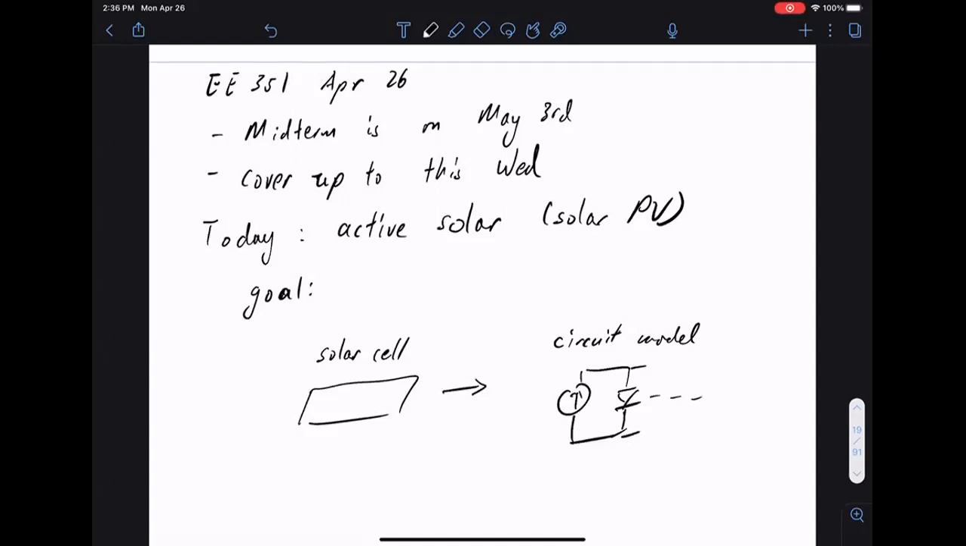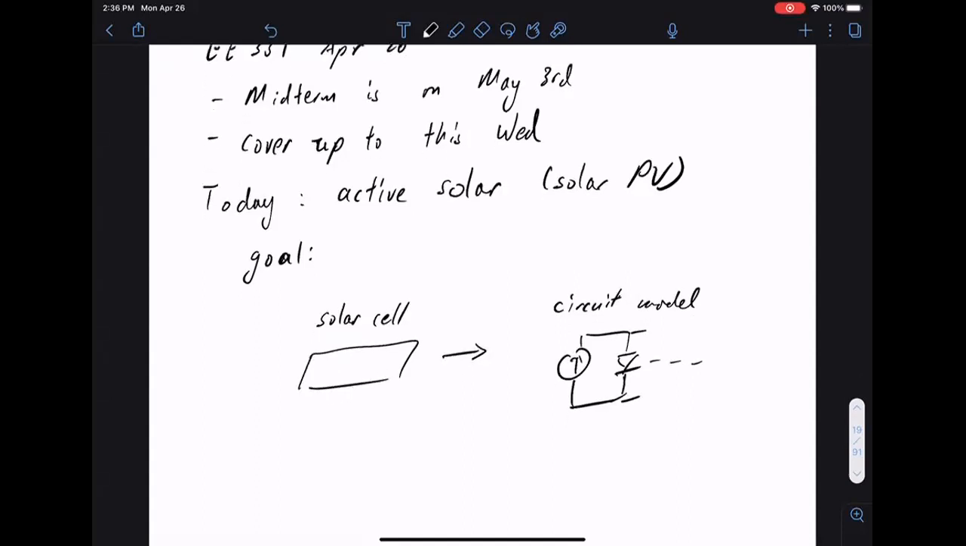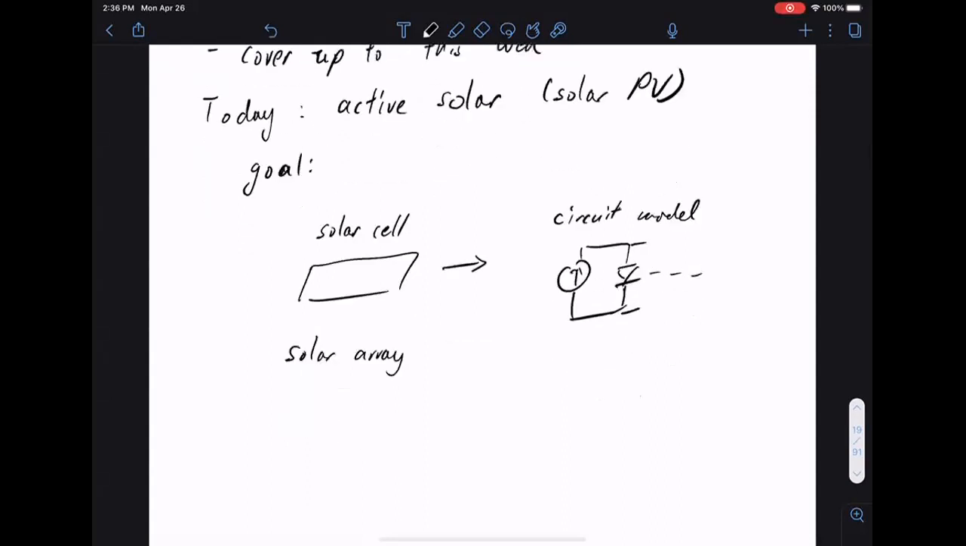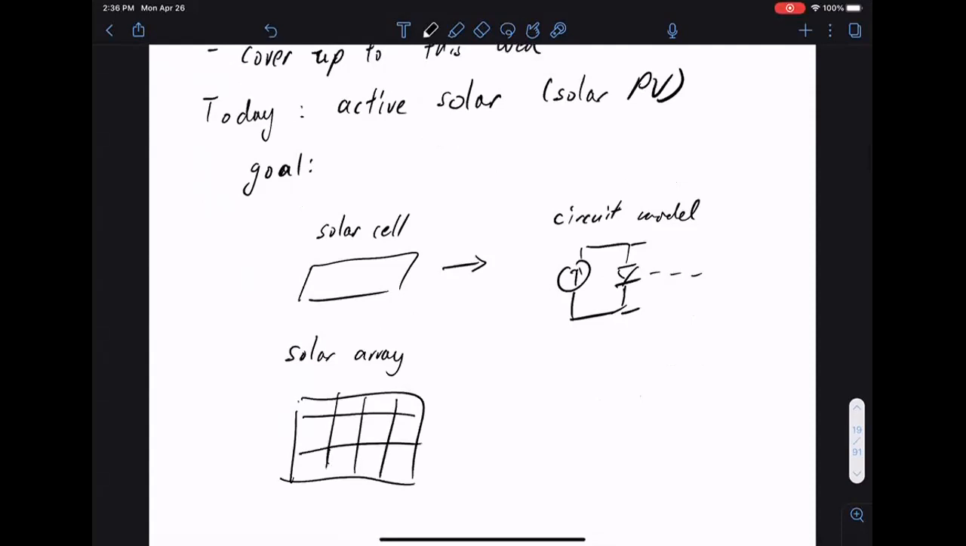One of our goals. The second goal is to understand how a solar array works. So we'll look at the solar array. What happens if you stack many cells together into an array? What happens to the voltage? What happens to the current? We want to understand how to control the current and voltage out of a solar cell.